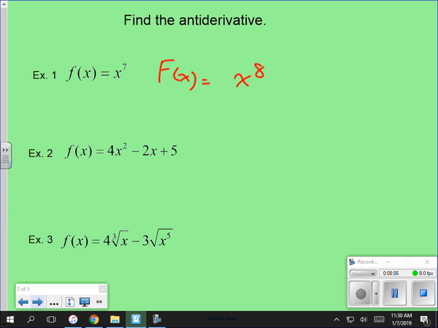Now, when I take the derivative of x to the 8th, and this is the thought process you have to understand, what do I do? I bring the power down out front. Do I have an 8 in front of the x to the 7th? No. So that means I have to have a 1/8 here. Because when I take the derivative of x to the 8th, check my work, you bring the power down in front, reduce it by 1. I don't have an 8 x to the 7th. I just have x to the 7th. I need the 1 over 8 to counterbalance bringing this 8 in front when I take the derivative. And then I always have to have a plus c.